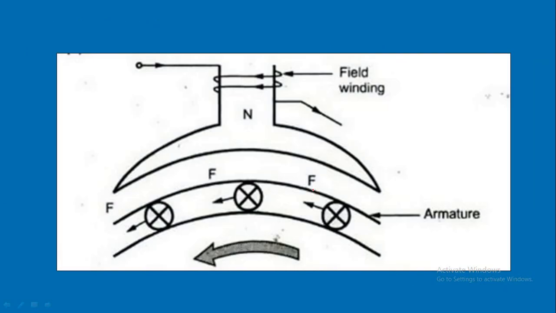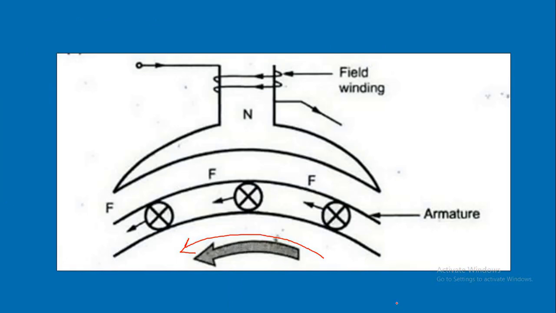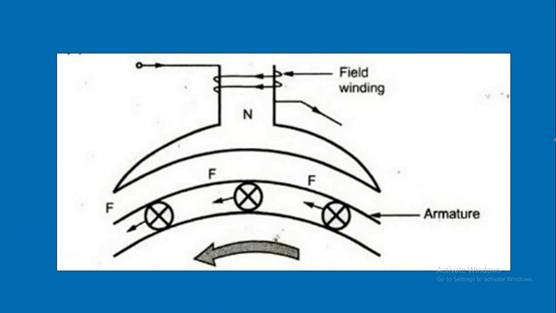So you can see here, on the north pole side, the direction of force is from the high magnetic flux density area to the low magnetic flux density area. You can observe here also, high magnetic flux density area to low magnetic flux density area, so the conductor starts to rotate, so the rotor starts to rotate. So this is the working principle of DC motor.